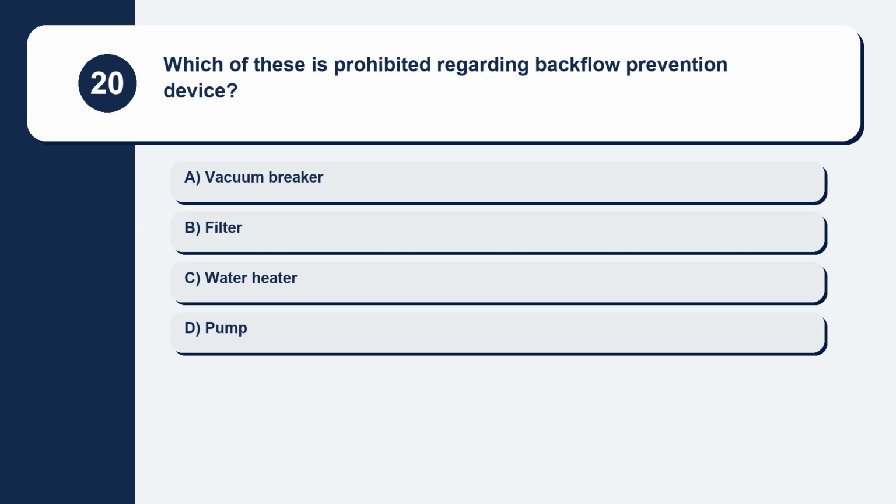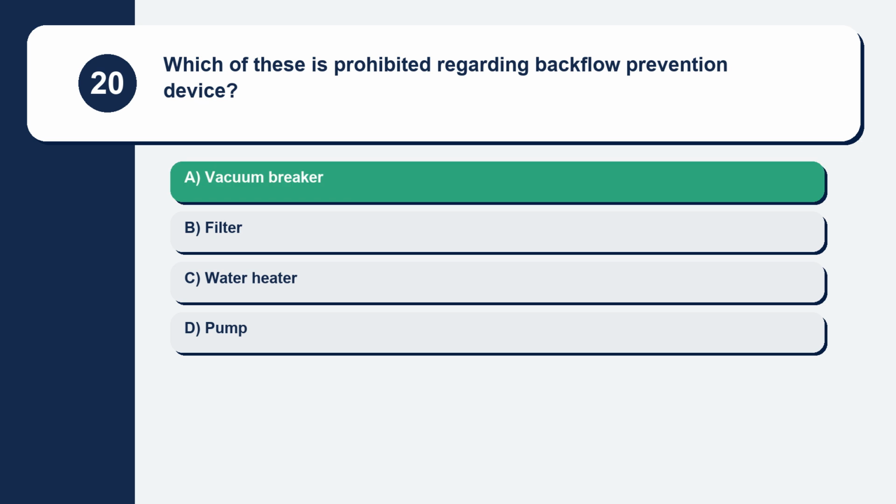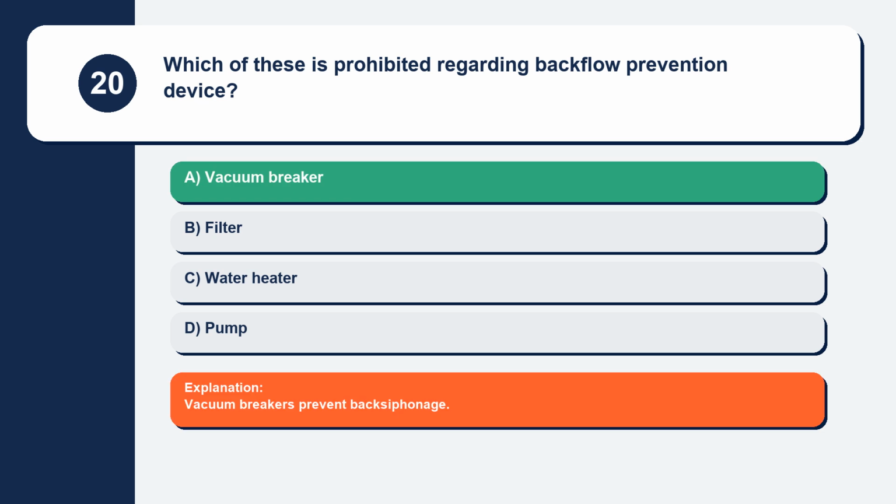Question 20. Which of these is prohibited regarding backflow prevention device: vacuum breaker, filter, water heater, pump? Vacuum breakers prevent back siphonage.